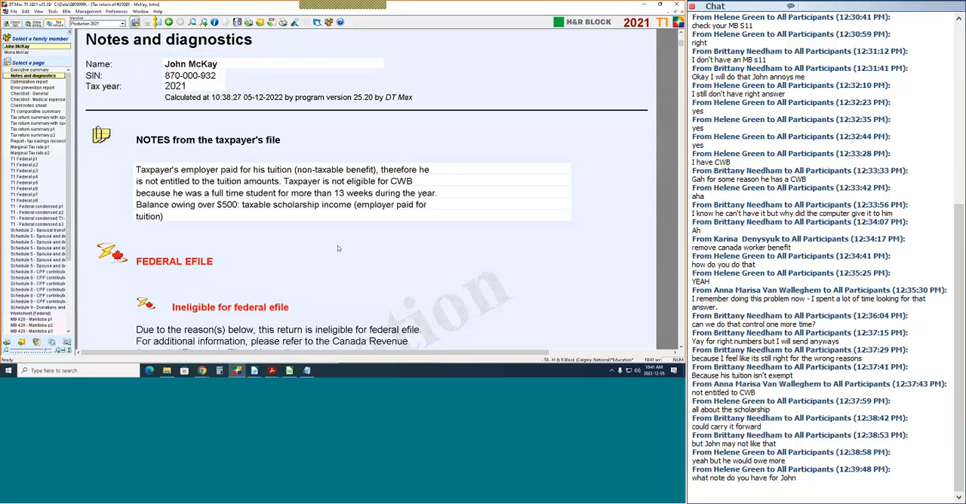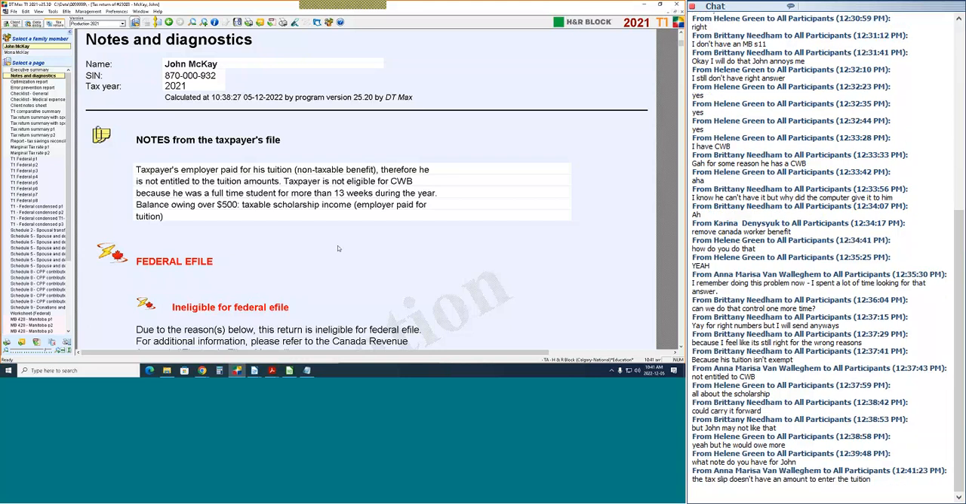Here's the reason you didn't get Canada Workers Benefit. Here's the reason I didn't put your tuition in. Here's why your scholarship income was taxable. We figured all this out 4 years ago, and your return was done correctly. So that's my thing that I would do. We're not going to mark you on that, but the balance owing, that one note is worth a mark.